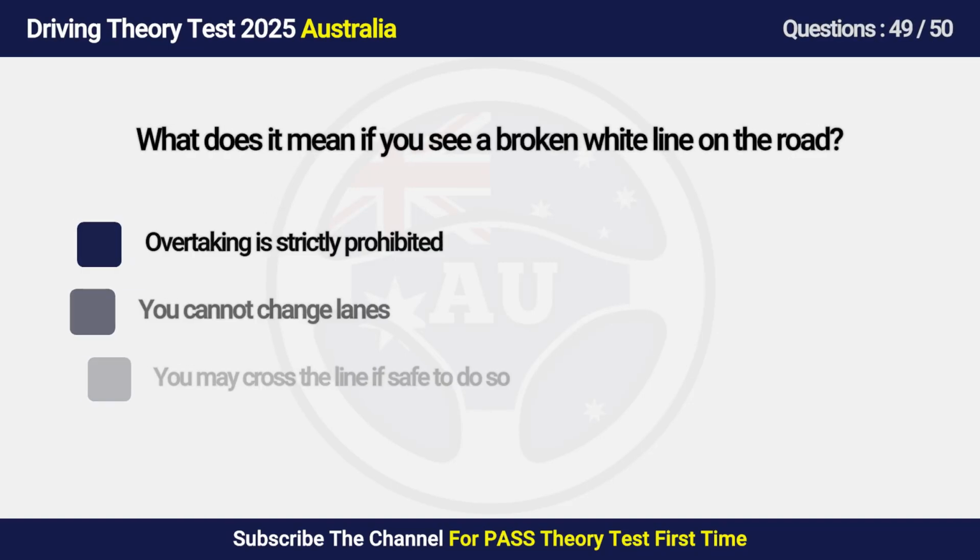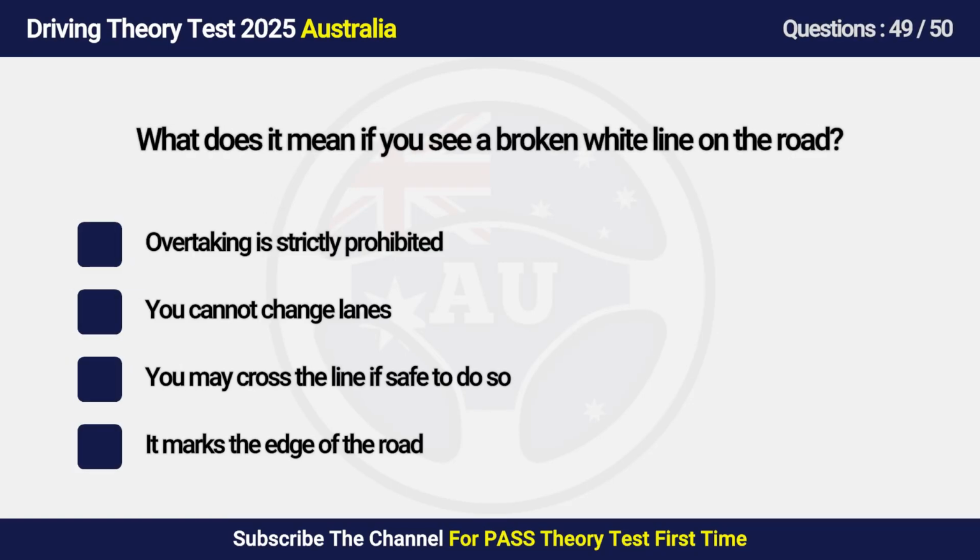Question 49. What does it mean if you see a broken white line on the road? A. Overtaking is strictly prohibited. B. You cannot change lanes. C. You may cross the line if safe to do so. D. It marks the edge of the road.